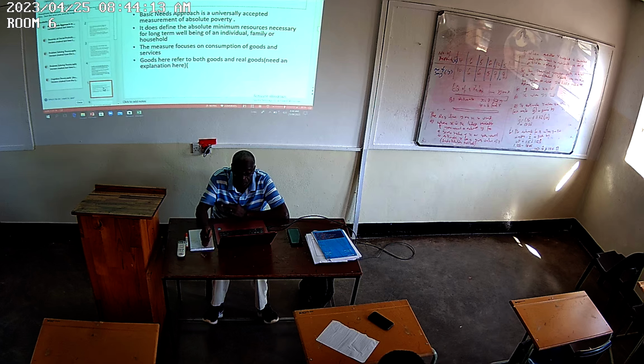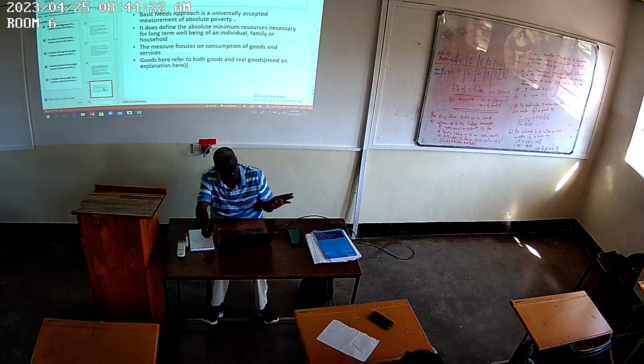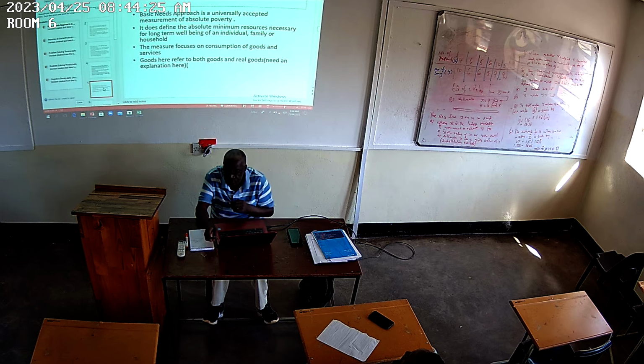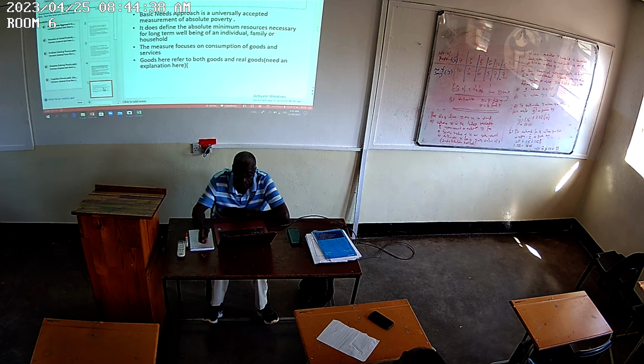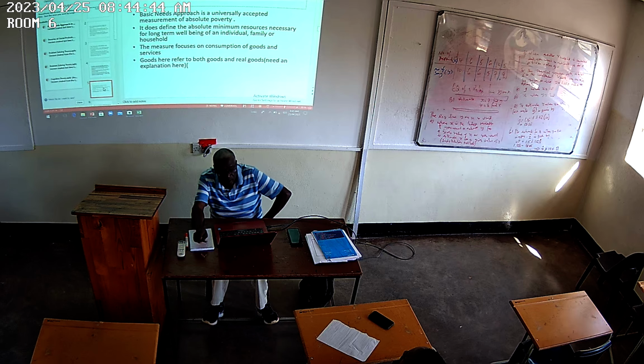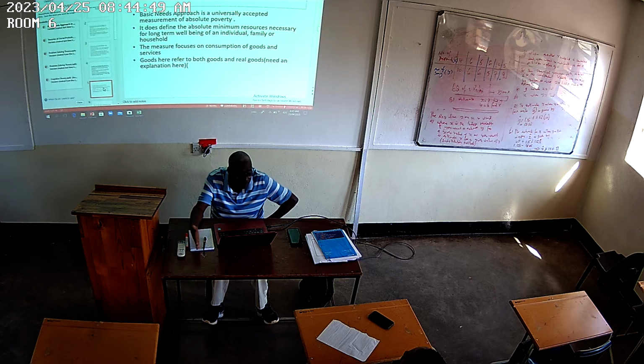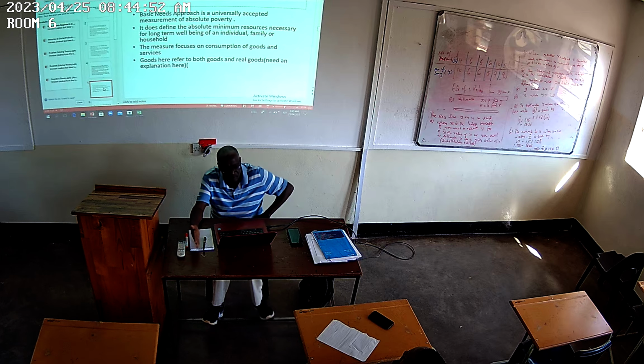So, one thing is that the basic needs approach is the universally accepted measurement of absolute poverty. So, we talk about basic needs. We talk about absolute poverty. If they say you are lacking basic needs, what that is trying to tell you is that you are very, very poor. Simple and straightforward. And it also does define our minimum resources necessary for long-term well-being. It tells us what we need for our well-being as we proceed, and also tries to measure our levels of consumption of goods and services. If you are poor, your consumption of goods and services becomes very low, actually.